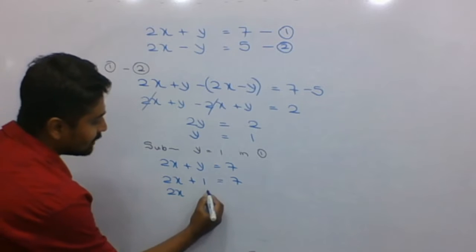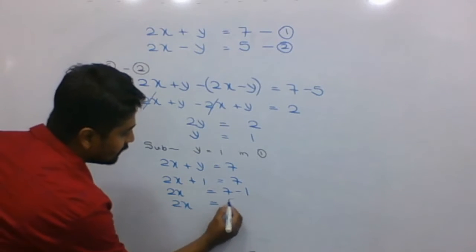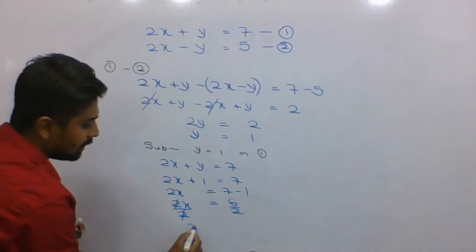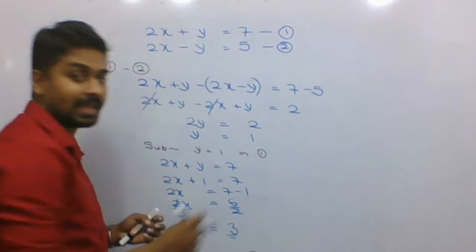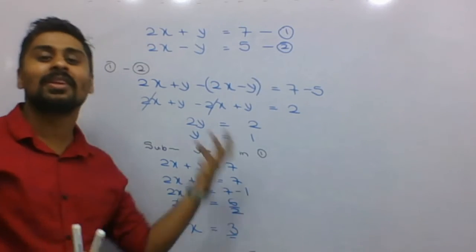So 2x equals 7 minus 1. 2x equals 6. Divide both sides by 2. Then this cancels. x equals 3. Then you know that the y value is 1 and the x value is 3.